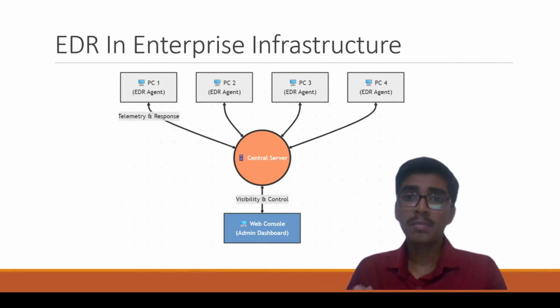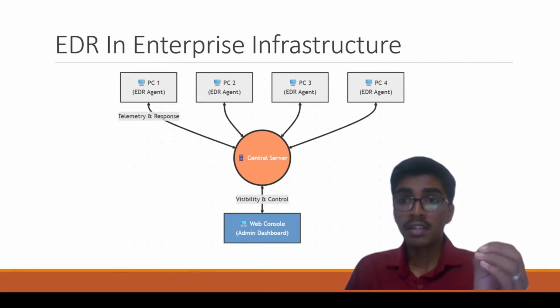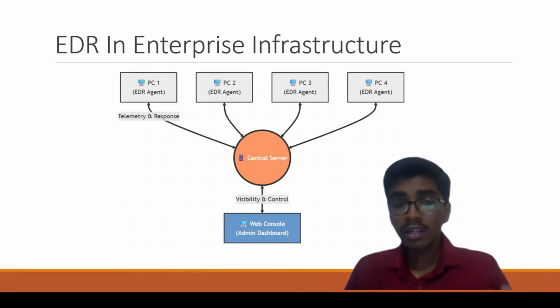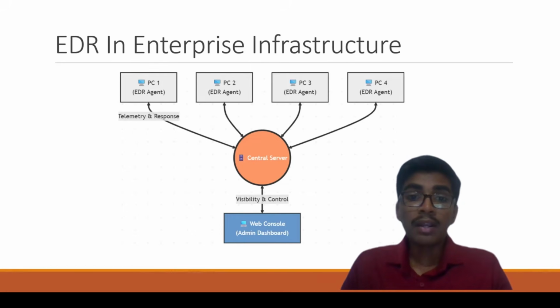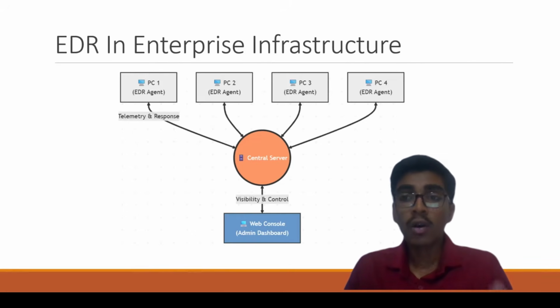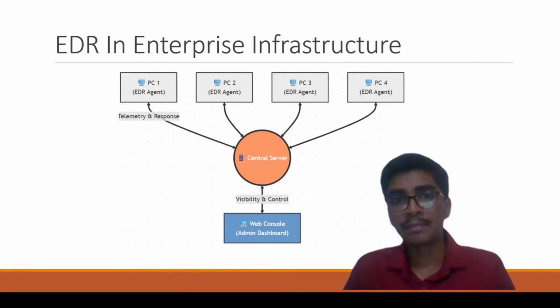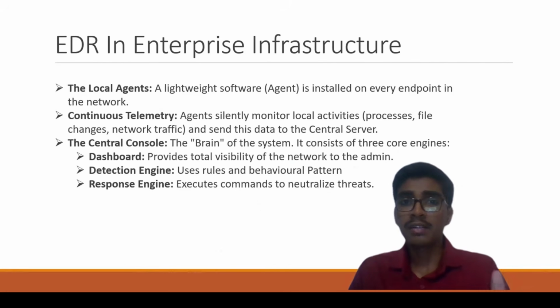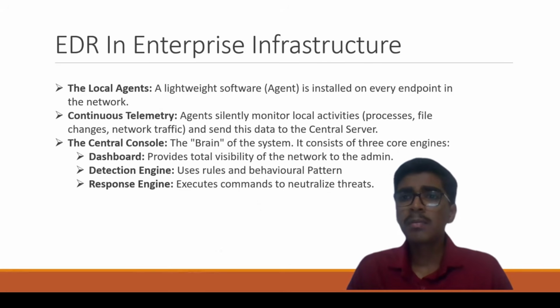You can see here, on several PCs, on each and every one, an EDR agent, a simple software, is installed. Data, or the telemetry or logs, are sent to the central server and the web console, which is controlled by the admin either in a manual or automated way, and can be used to control or respond to a particular anomaly. As I said, the local agent is a lightweight software installed on every endpoint in a network. Its basic task is to silently monitor activities like process creation, file modification, and network traffic analysis, and send this data to the central server.